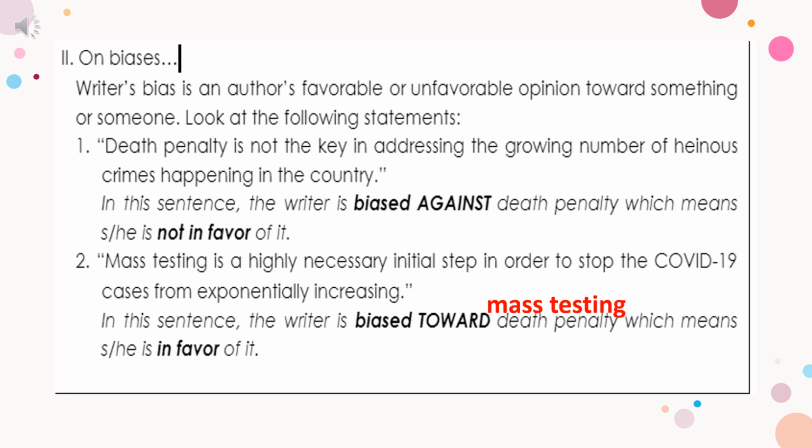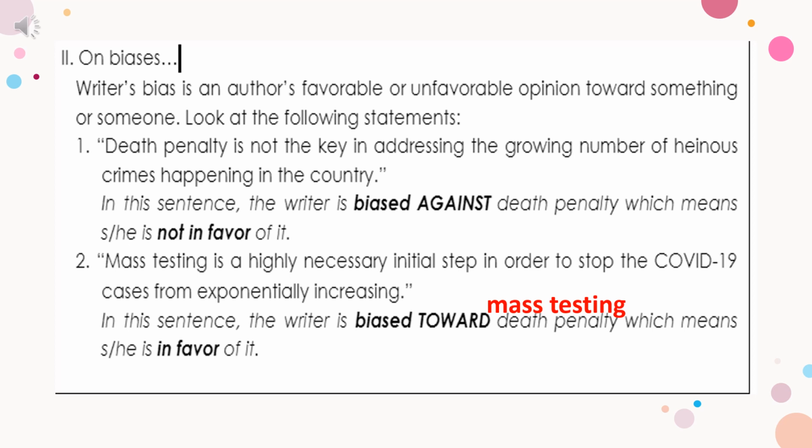Number two, biases. Writer's bias is an author's favorable or unfavorable opinion towards something or someone. Look at the following statements. Number one, death penalty is not the key in addressing the growing number of heinous crimes happening in the country. In this sentence, the writer is biased against death penalty, which means she or he is not in favor of it.